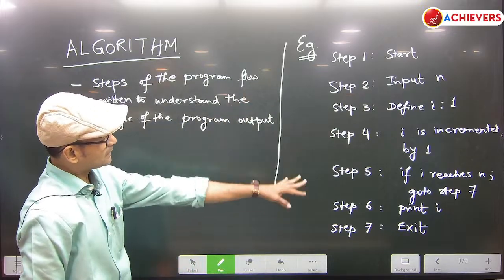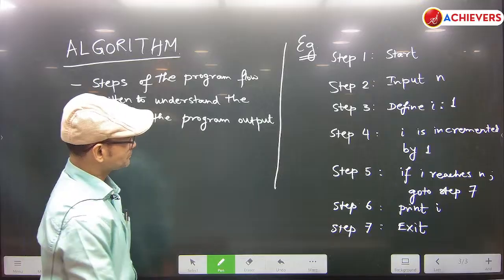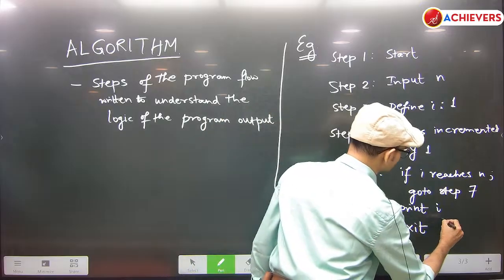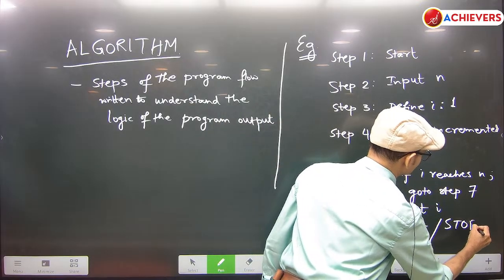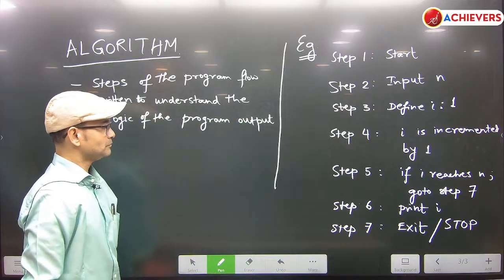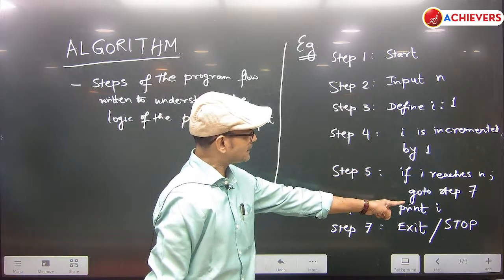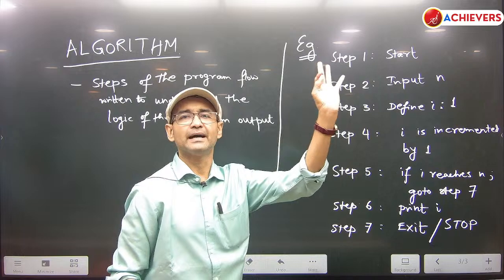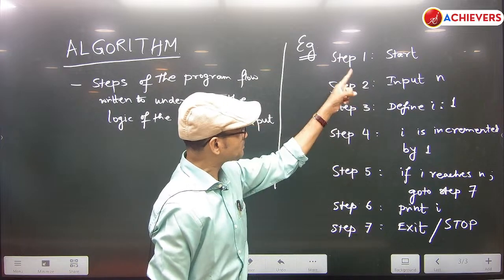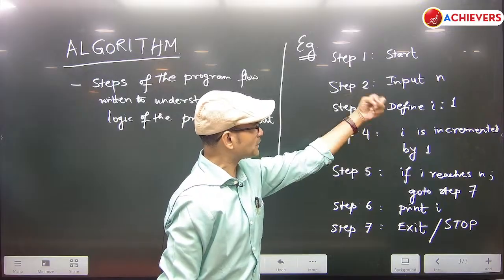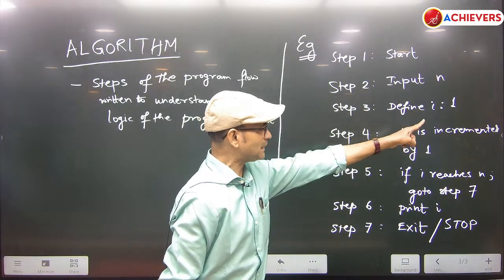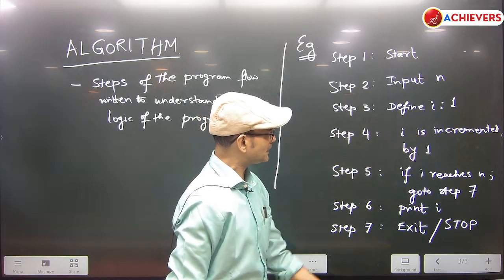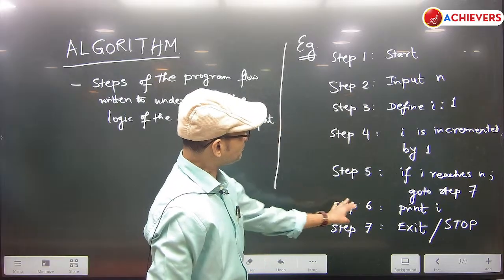So what is the implementation of this algorithm? You can also write stop. So it will be printing 1, 2, 3, 4 up to n. So that is the logic of this particular algorithm. So we consider input n, define I as 1. So I is initialized to 1 and then I will be incremented by 1 and we will be printing.